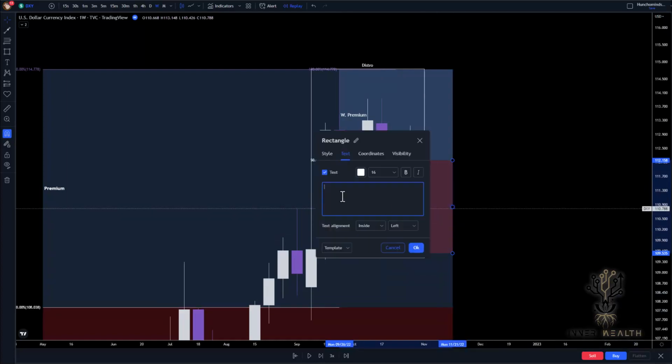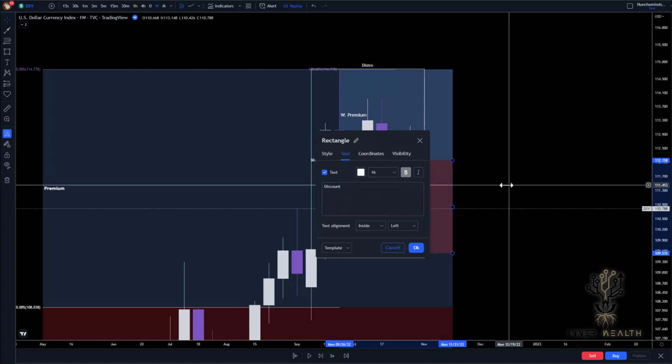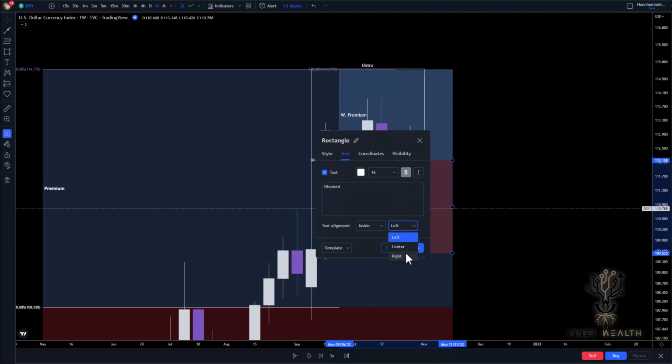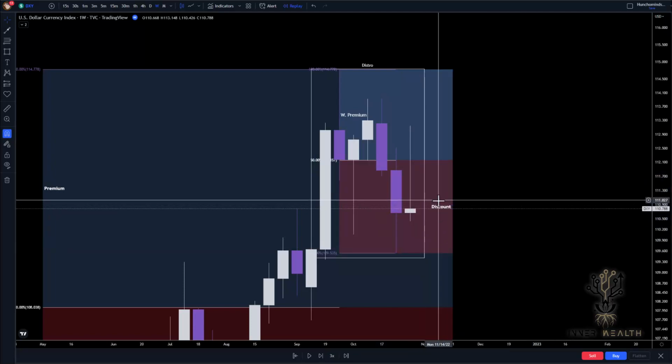Again, premium price action is the bullish or higher side of price action, meaning it is at the top level price of your current range. Discount obviously is the lower end, and I'm going to put this on the right. Discount is the lower end, and of course it's the discounted price action in your range.